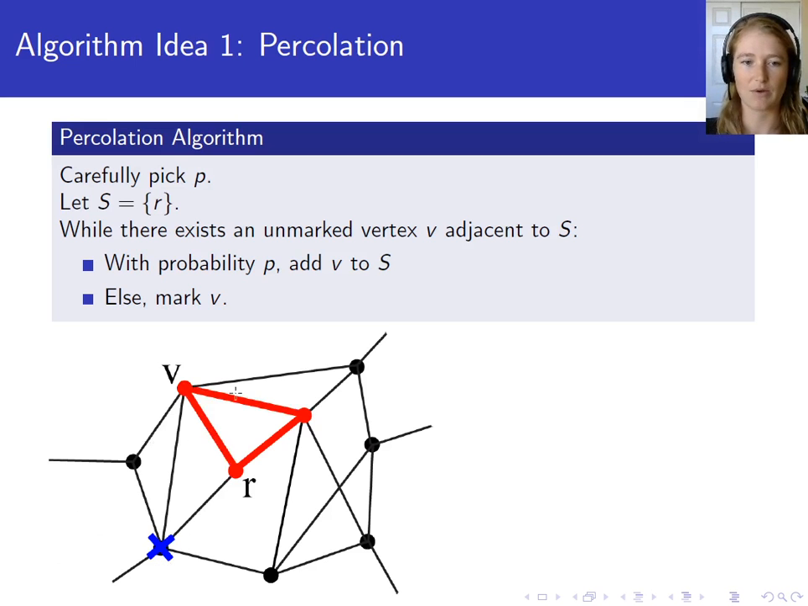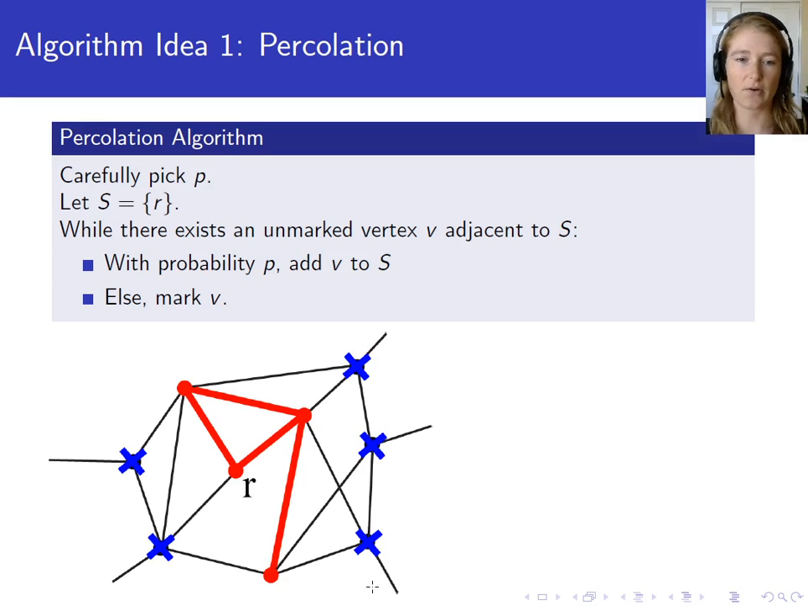So we keep doing this. Maybe we look at this vertex V next, and so maybe this vertex is added to our subgraph with probability P, so maybe it is added. And we continue looking at the vertices next to the subgraph we've created so far. So maybe we pick this vertex and happen to exclude it. And maybe we keep doing this. We happen to add this vertex down here to our subgraph, but all 3 of these vertices are excluded. And now we're done. There are no other vertices adjacent to our subgraph that we haven't considered yet. So we finish and we return this subgraph here.